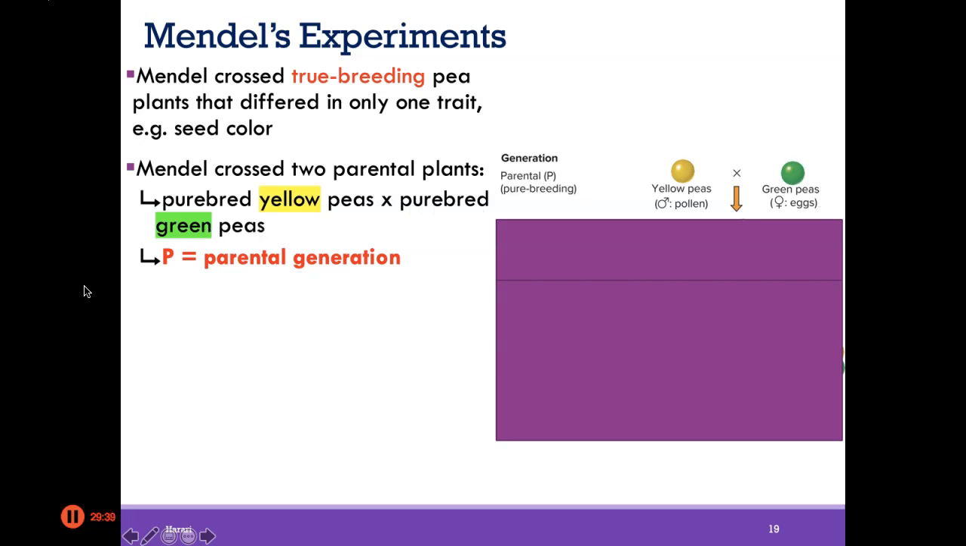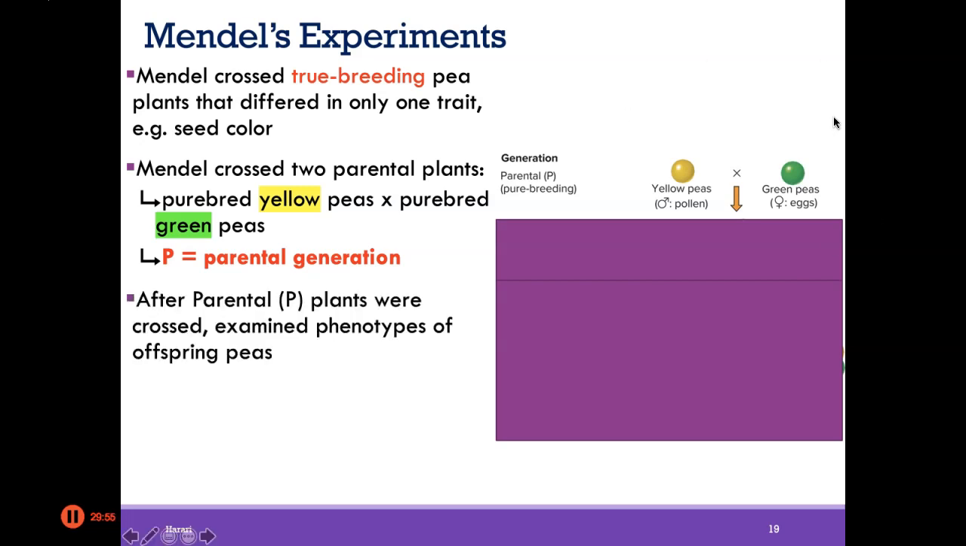We call this the P generation because these are the parents. The parental generation is called the P generation. So these are the starting individuals in an experimental cross. Once these parents were crossed, we can examine the phenotypes of the offspring. The offspring of the P generation is called the F1 generation. The first filial generation is the offspring of the P generation.